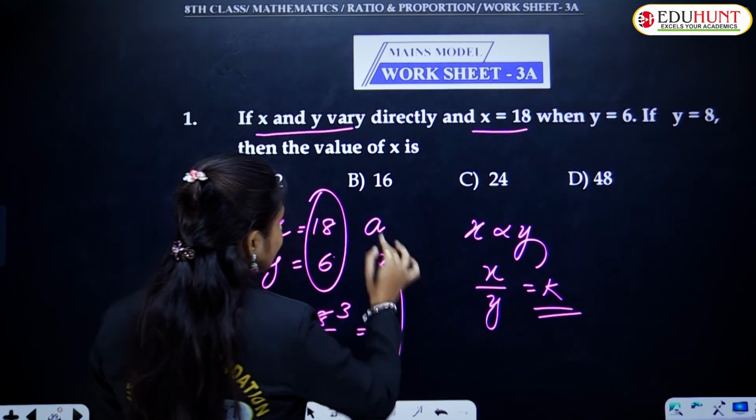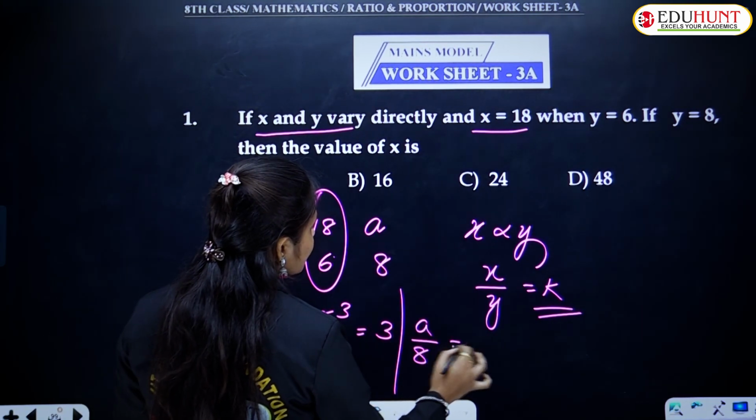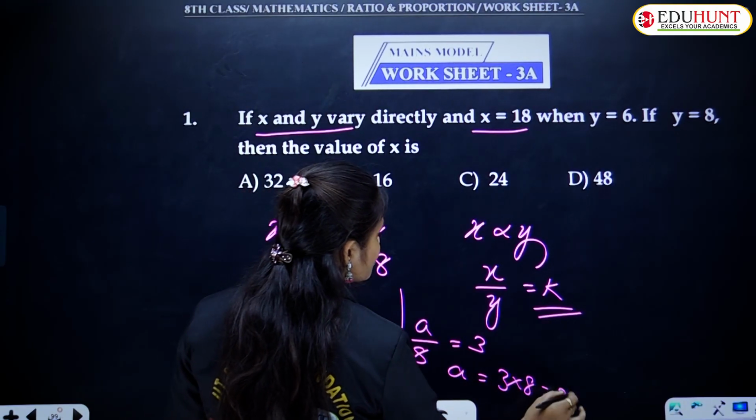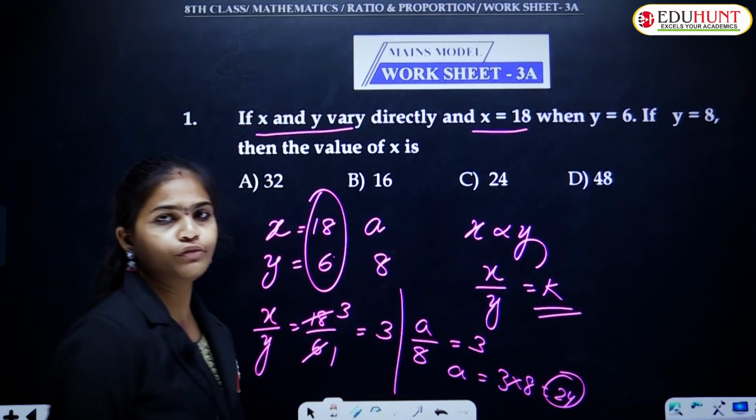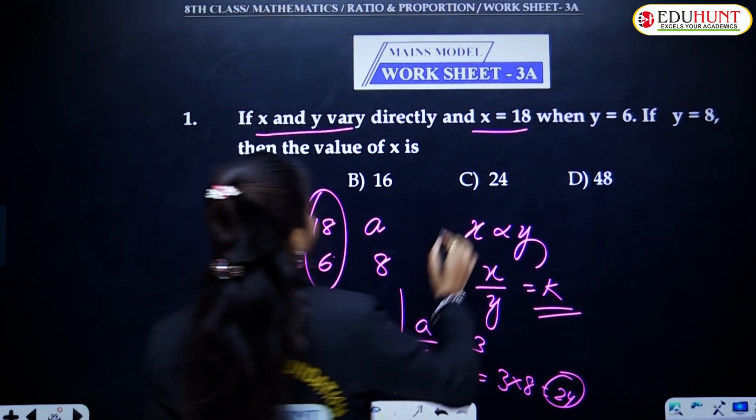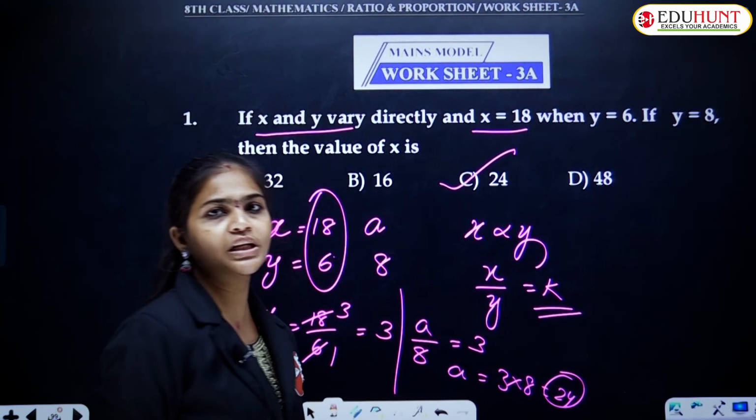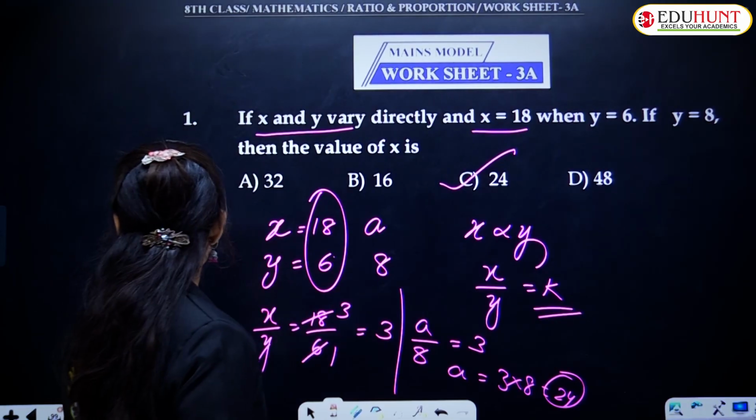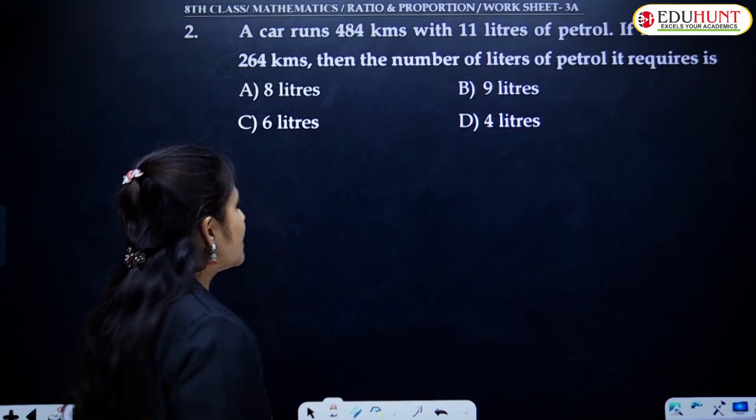Now a by 8 is equal to 3, so a is equal to 3 into 8, which is 24. Now what is the value of a? a is equal to 24. Which option is correct here? Option C is correct. Am I clear, children? This concept only they have given.